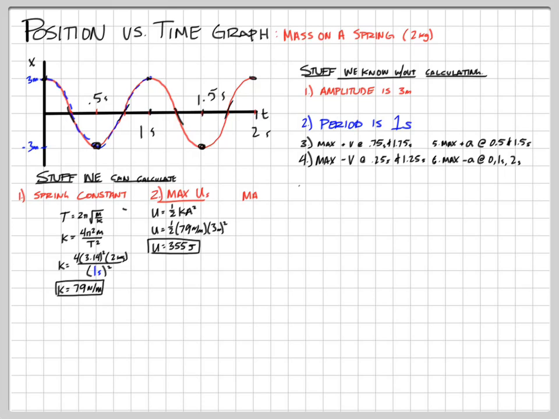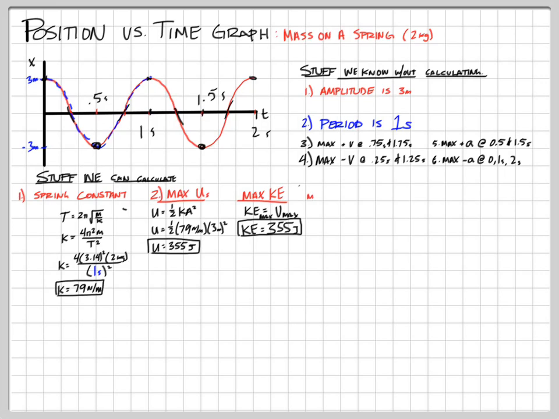Now my maximum potential energy is also my total energy, and it's also my maximum kinetic energy. So I can calculate my maximum kinetic energy. Maximum kinetic energy is the same as the maximum potential energy. It just doesn't happen at the same time. Maximum potential energy happens at 0 seconds, 0.5 seconds, 1 second, 1.5 seconds, 2 seconds. Maximum kinetic energy happens where my maximum velocities are. But it's the same as the maximum potential energy because of the conservation of energy. So we know that the maximum kinetic energy is 355 joules.